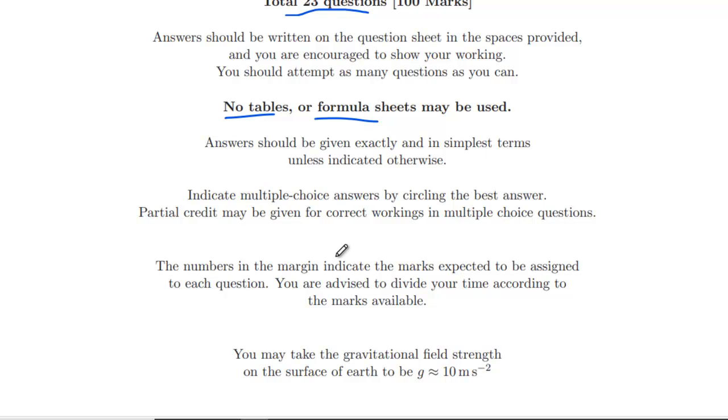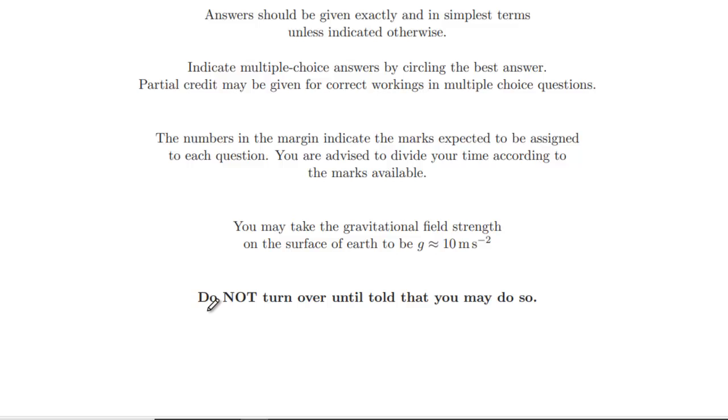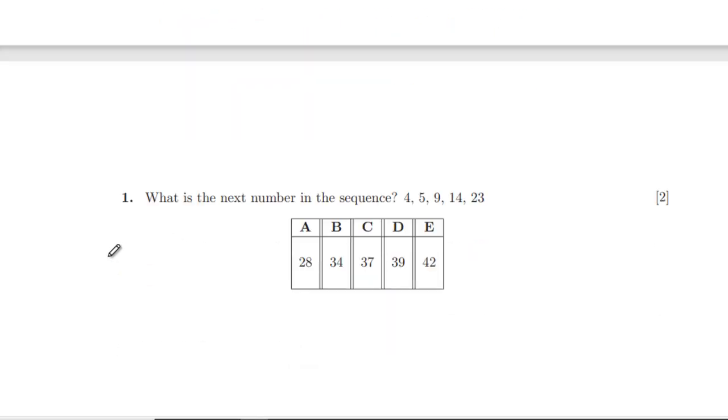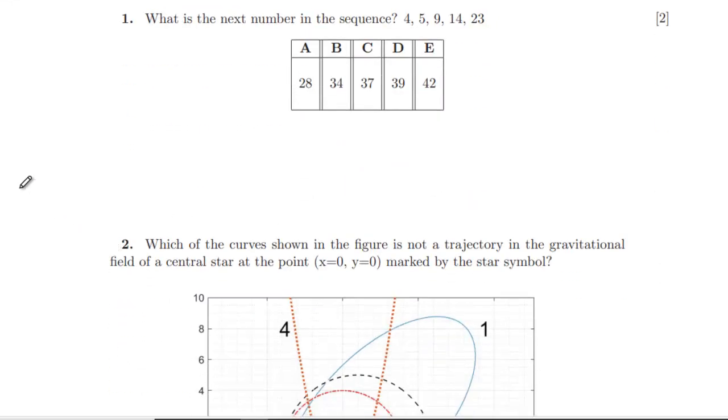We've got multiple choice. And then, oh, you can get partial credit for your multiple choice working. G is 10. Right, fine, here we go. So I'll go through the multiple choice ones and probably stop after those, I would imagine.